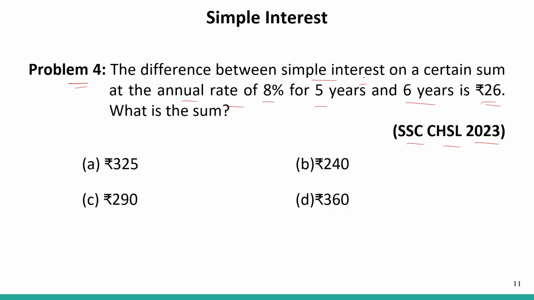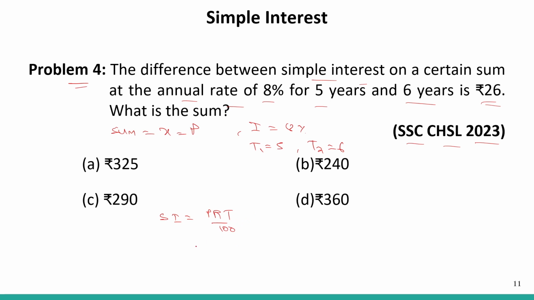So the difference between simple interest on a certain sum, okay, let that sum be X amount. Okay, P, that is equal to the principal amount, at the annual interest rate of R is equal to 8%. T1 is equal to 5 and T2 is equal to 6. Okay, so SI is equal to what? PRT by 100, when R is given in terms of percentage. Okay, this is what we know.